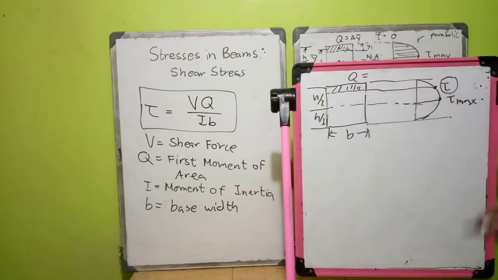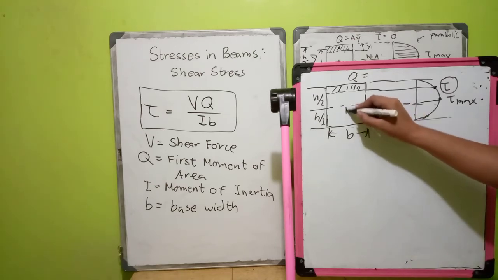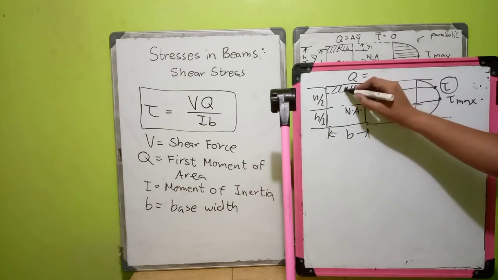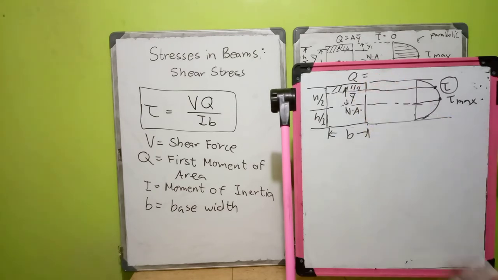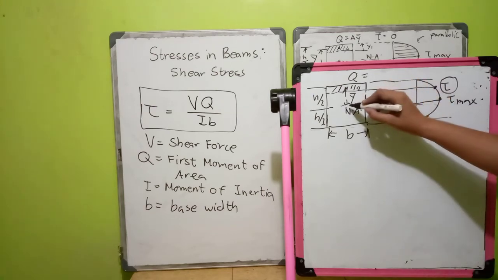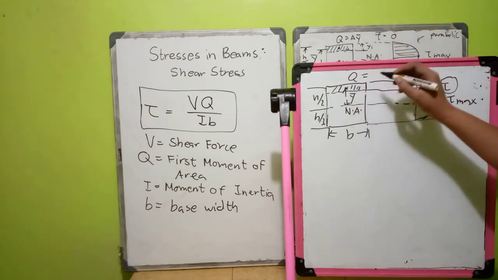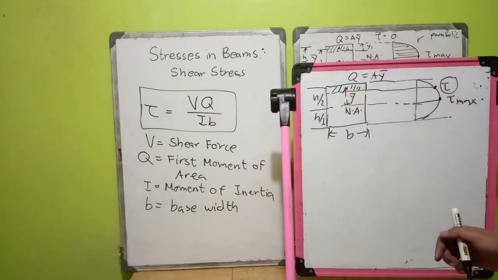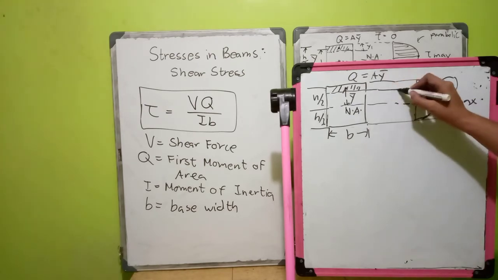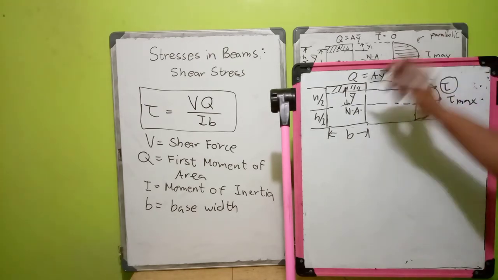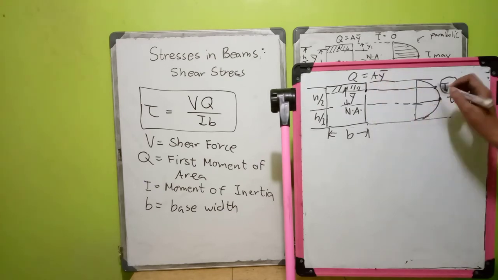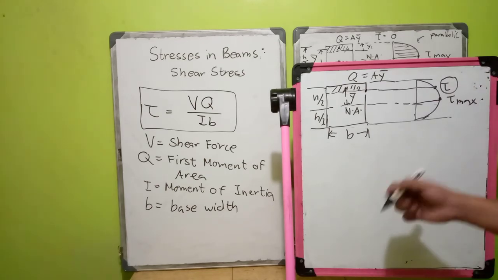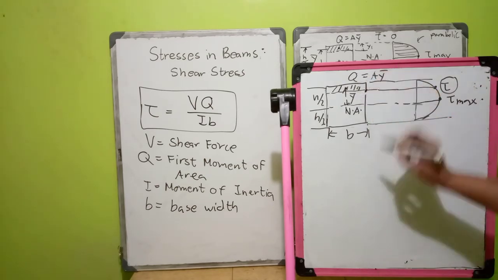Okay, so since let us base from the neutral axis, from the neutral axis you will measure your y bar from the neutral axis to the centroid of this area. The centroid of this area, the area above the point in which you want to know the shear stress. But there is, so what will you use is the Q at the top.